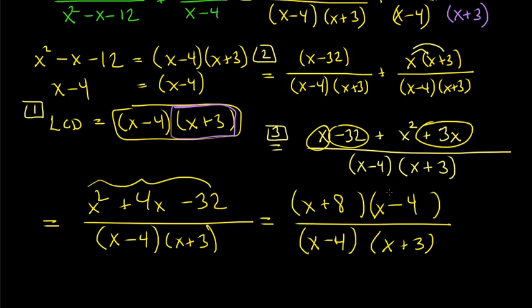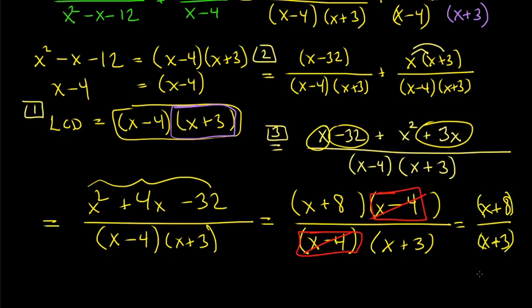Step 4, simplify, right? So factor and cancel. We did the factoring. Now we just cancel the x minus 4s, leaving us with x plus 8 in the numerator and x plus 3 in the denominator. And if you leave parentheses around it, that's probably okay with me. Just to emphasize that, these are factors, and they're the only factors in the numerator and denominator. So that's it. That's our answer.